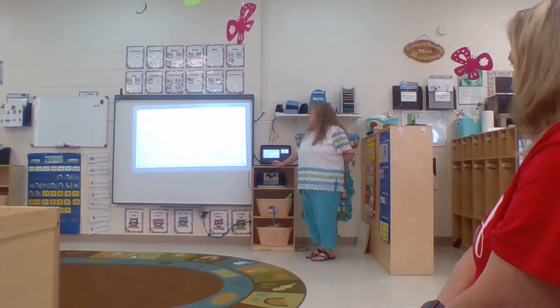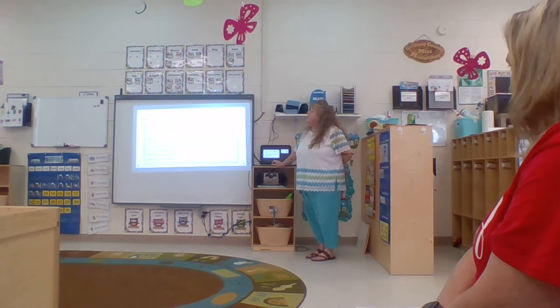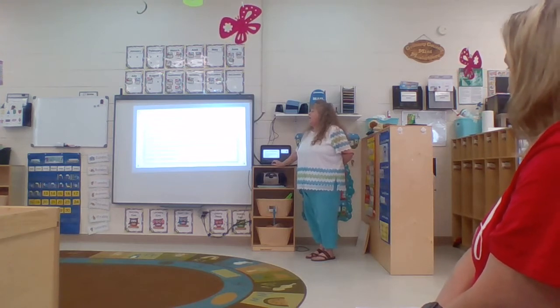There's a lot of activities you can include in that, and you can vary these. The second intervention is the letter of the day instructional strategies. And why letter of the day?